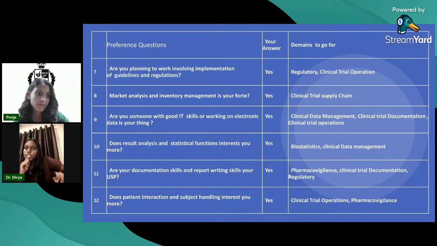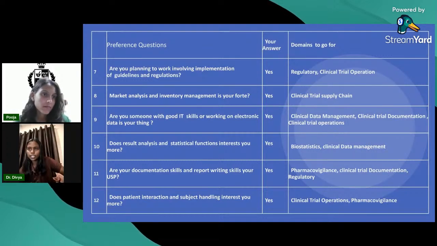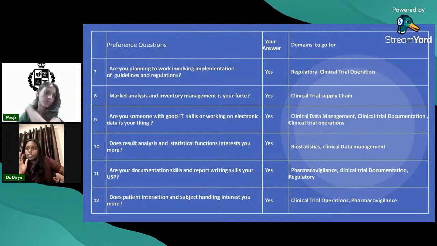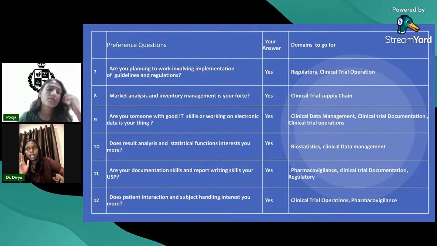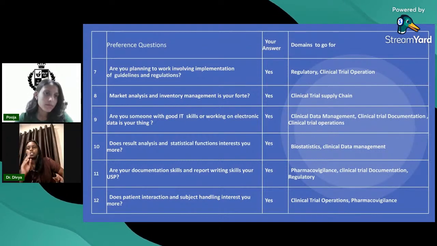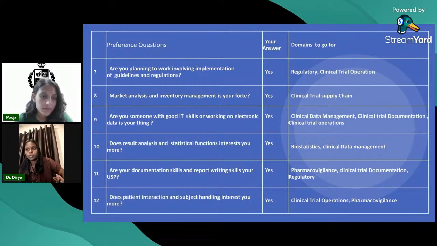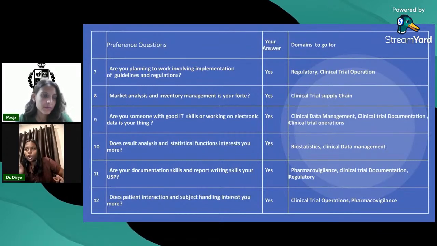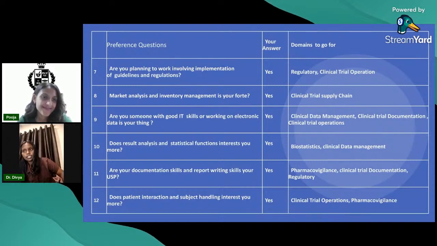The next question is, are you someone with good IT skills, or is working on electronic data your thing? If you're someone who is good with IT skills, then you can tick into clinical data management, clinical trial documentation, and clinical trial operations. If I'm giving three options, that means there is a preference. The first preference is data, second is documentation, third is operations.